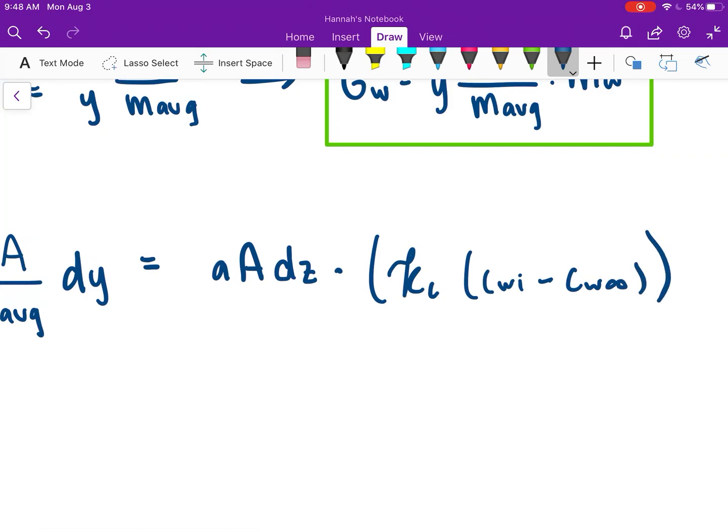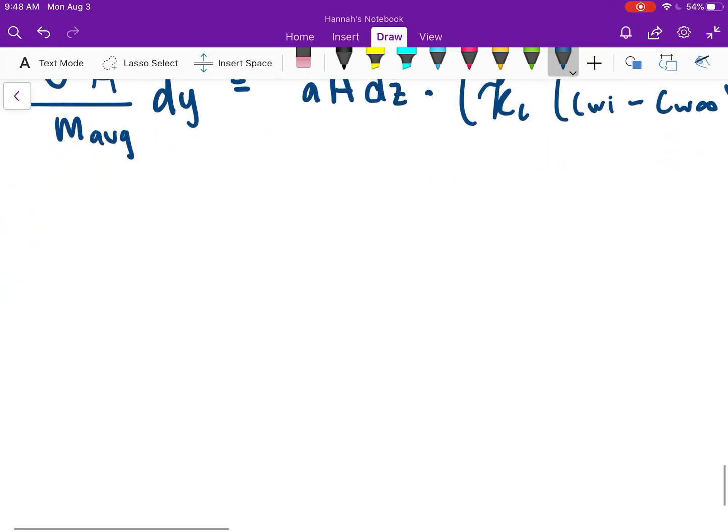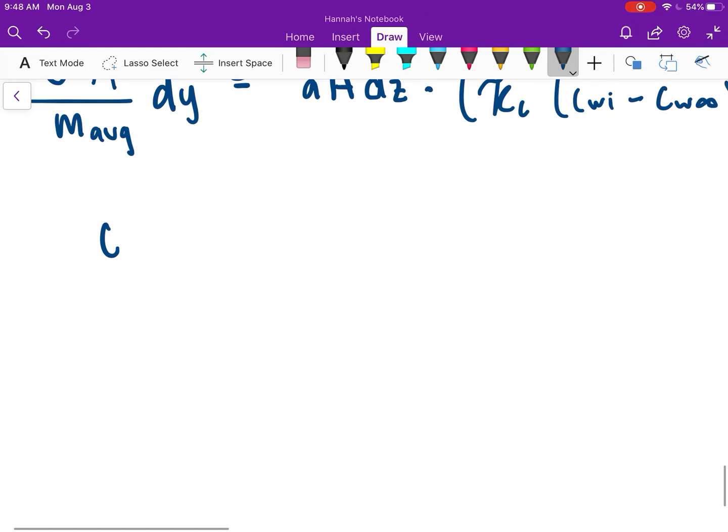But now we want to connect back to pressures a little bit. So we know that concentration is equal to pressure over the gas constant times the temperature. So for the water at the interface, it is equal to the pressure of the water vapor at the temperature at that position over the gas constant times temperature.